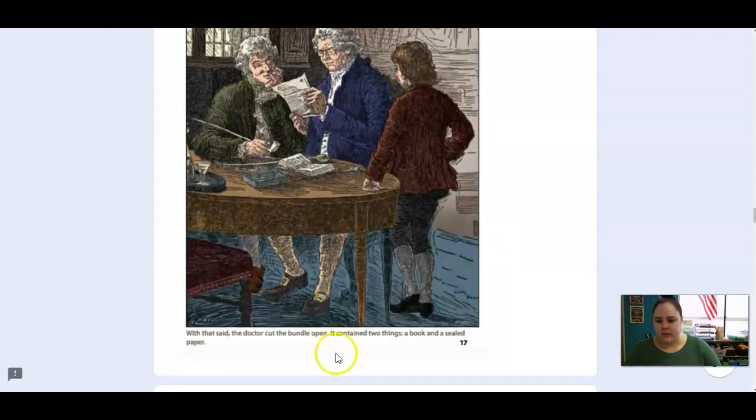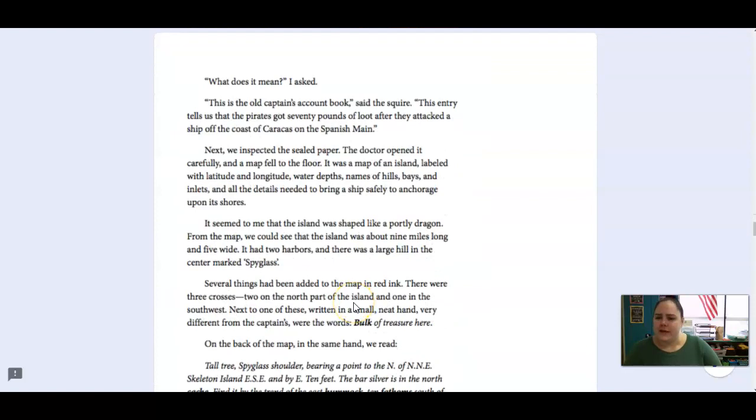So we've got the doctor cutting open the bundle, and it contains a book and a sealed paper. "What does it mean?" I asked. "This is the old captain's account book," said the squire. "This entry tells us that the pirates got £70 of loot after they attacked a ship off the coast of Caracas on the main Spanish Main."